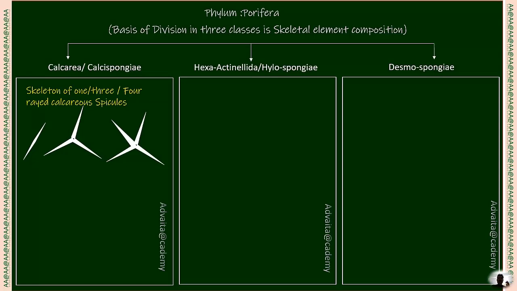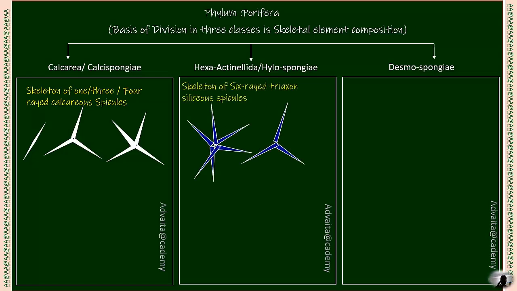Now come to the Hexaactinellida. In Hexaactinellida, there are triradiated spicules. But if two triradiated spicules fuse together, there are 6 rays coming out. So that's why the name Hexaactinellida. But remember, here the spicules are siliceous. And there is always the presence of hexaster spicules, meaning spicules with 6 axons or 6 projections.